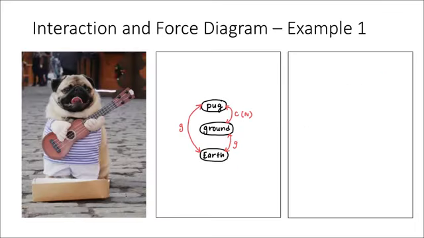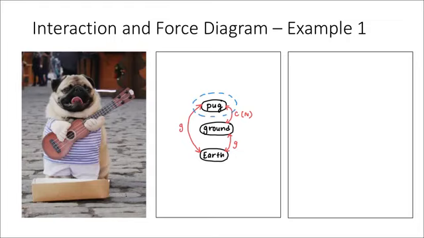All right, so if I look at the interaction diagram we drew for the little pug on the ground, and I want to draw a force diagram for the pug in particular, what I would do is draw a circle with a dashed line around the pug to indicate that the pug is going to be my system of interest. The system is the object or objects that we are choosing to look at for the purpose of our diagram. So I'm going to go ahead and circle the pug.